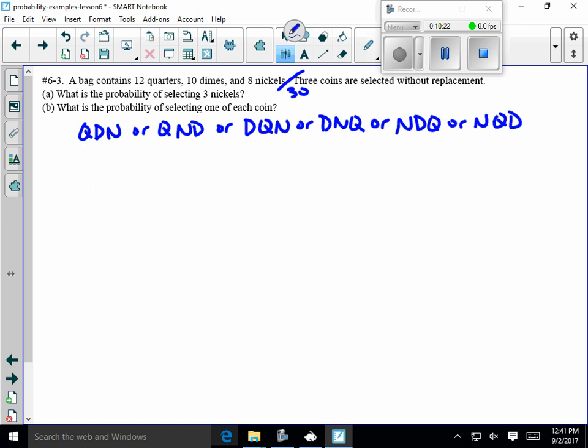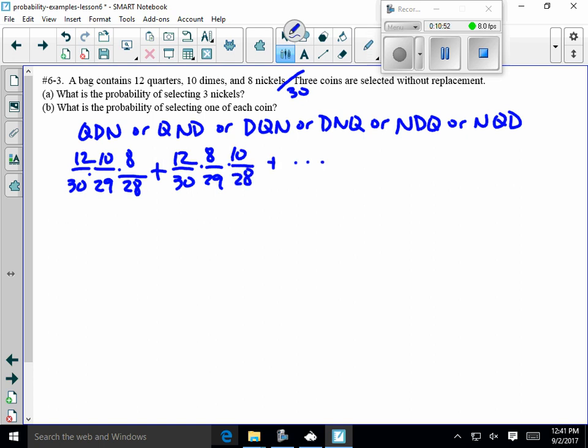And so within each of those, I'll multiply some probabilities. The probability of having a quarter first would be 12 out of 30 times the probability of having a dime out of the remaining 29, all 10 dimes are still in there, times out of the remaining 28 coins, all 8 nickels are there, right? Plus, this one would be 12 quarters out of 30 times 8 nickels out of the remaining 29 times there are 10 dimes out of the remaining 28. And hopefully you can see that each of these is going to be the same. It's just that the fractions are going to be rearranged.